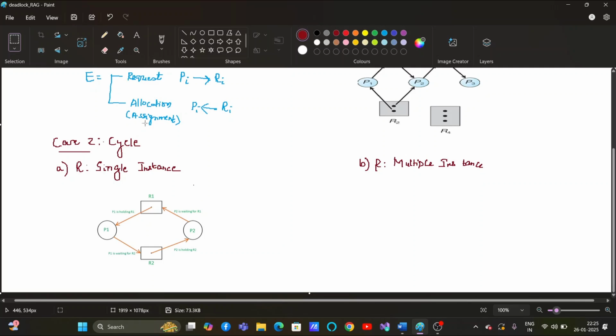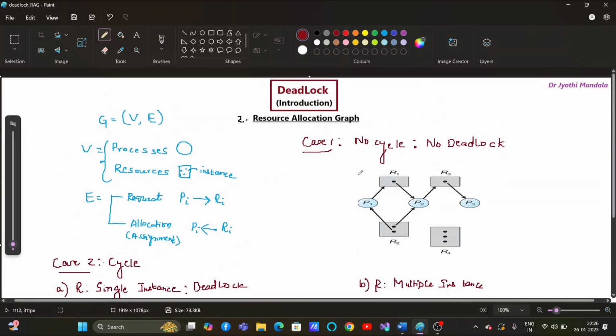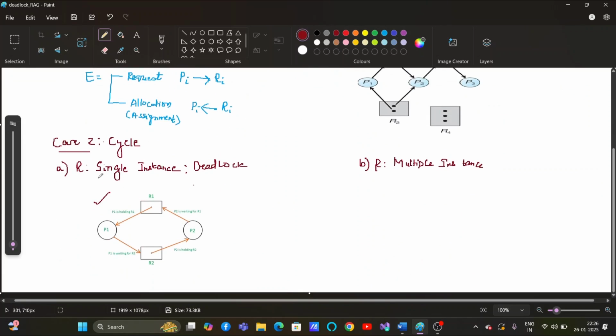If there is a cycle, obviously that is a second case. But if the instances are of single instance only, then it will lead to deadlock. That means in this example, we have the deadlock situation. Got it? In the earlier example there was no cycle, so no deadlock. But if there is a cycle, then we need to check whether it is a single instance or multiple instance. If it is a single instance, it will lead to deadlock. So this situation has led to deadlock.